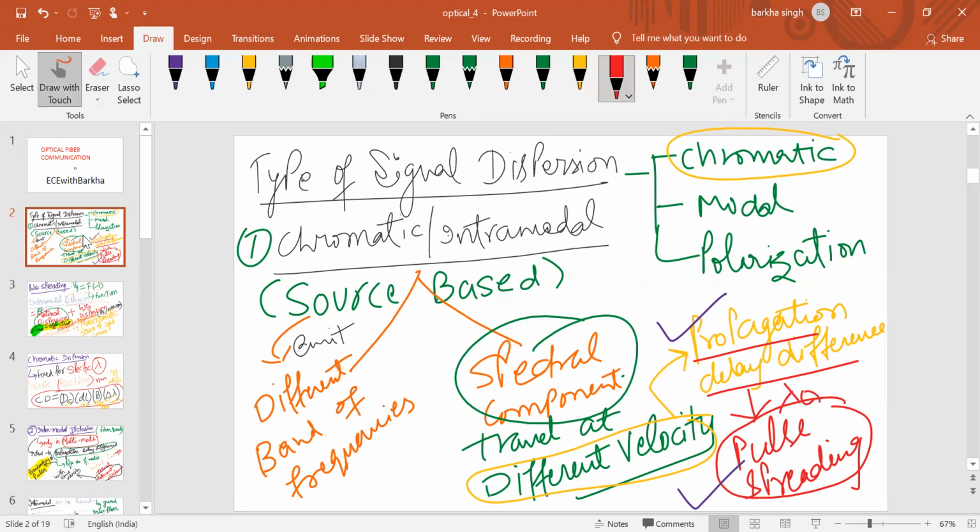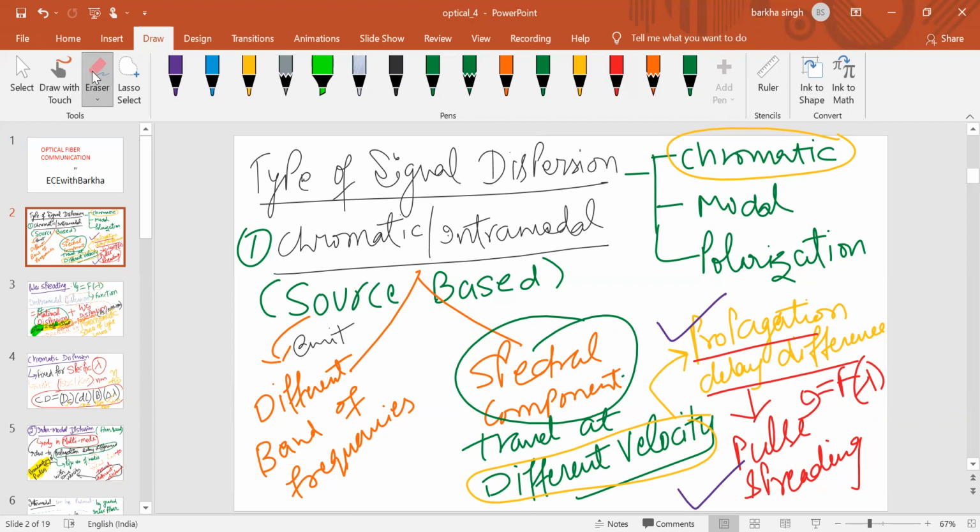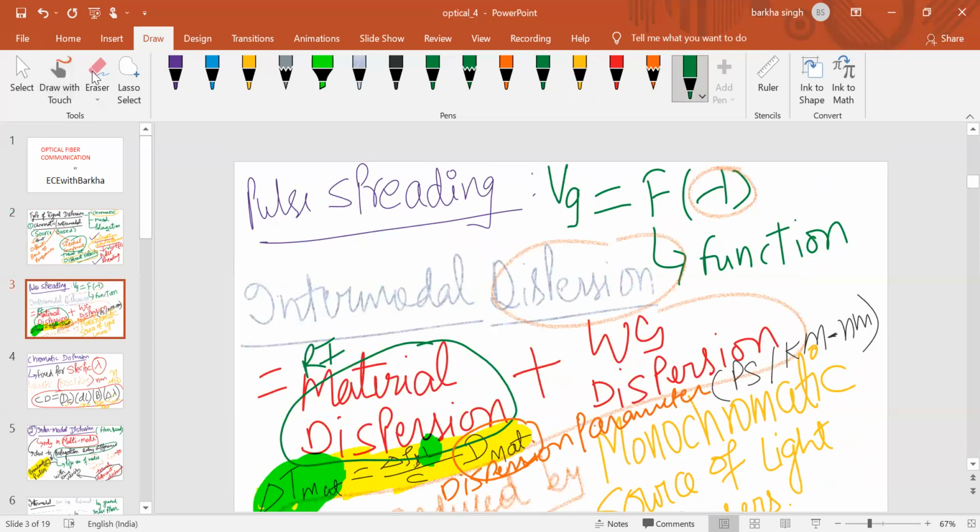Group velocity is a function of wavelength. Intramodal dispersion is a combination of material dispersion and waveguide dispersion.